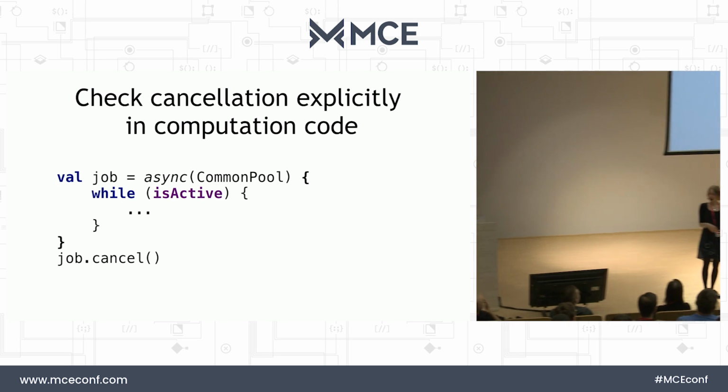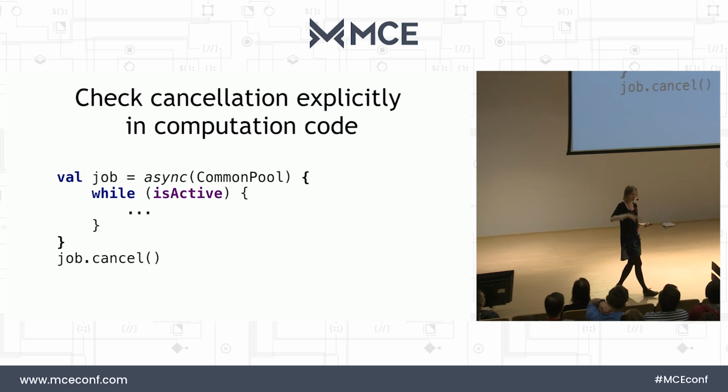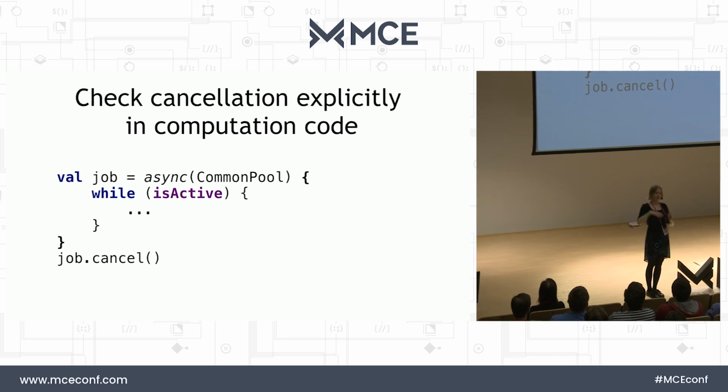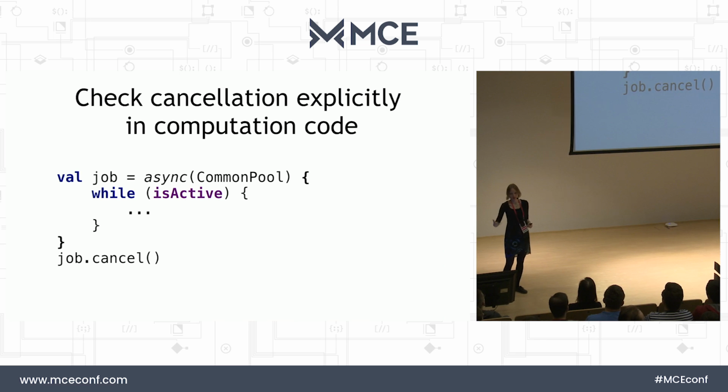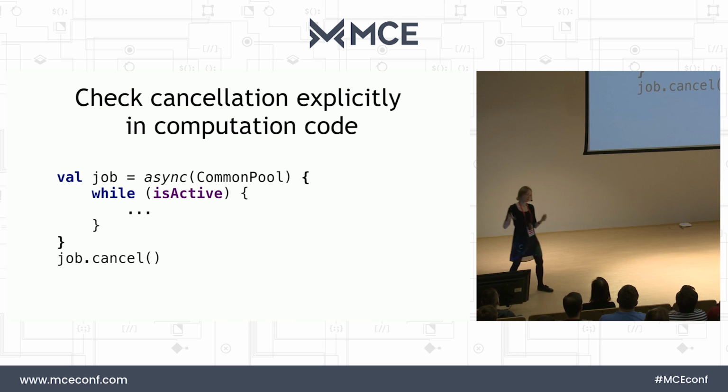That means that if your coroutine is doing some computation and the thread is busy doing this computation, then you have to check explicitly whether your coroutine was cancelled or not. If you don't do that, your coroutine won't notice that it was cancelled. So it's your responsibility. It's the same with threads, actually. You can cancel it, like here, with job.cancel. But if your coroutine is just doing some computation, you have to check explicitly.